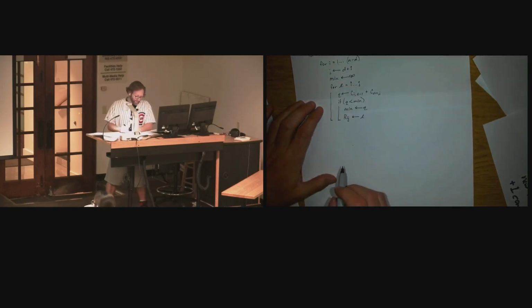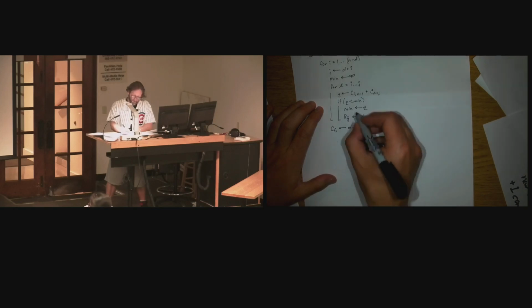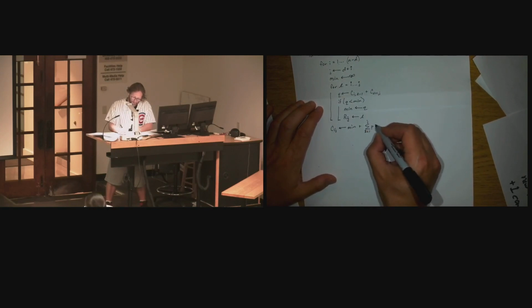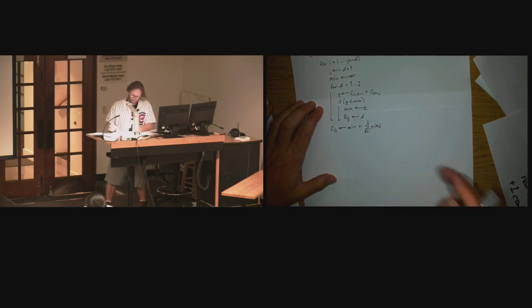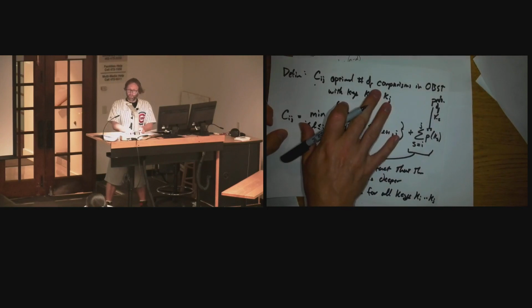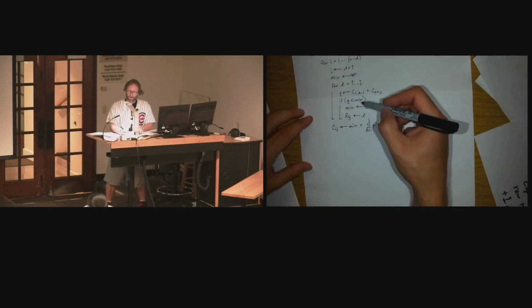At the end of this inner for loop, we'll put in the final entry of C sub ij to be the minimum value that was found in this loop up here, plus that summation value, s equals i up to j of P sub k sub s. Remember that this summation was separate from the minimum value. That's why I'm only computing it once at the end. You don't need to compute it on every single iteration of this for loop.